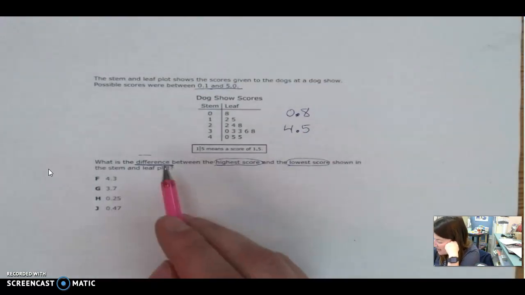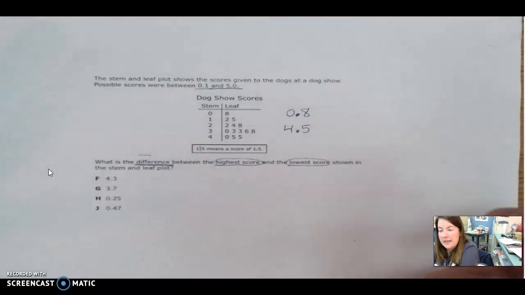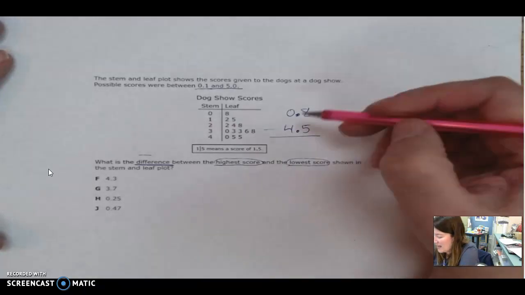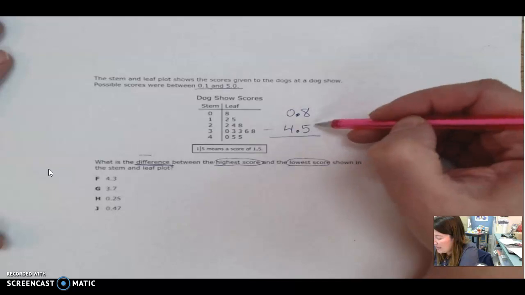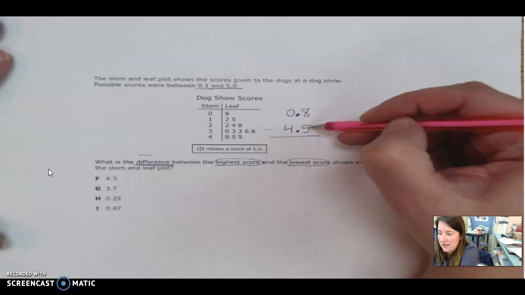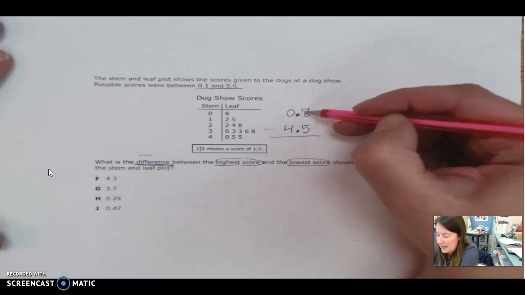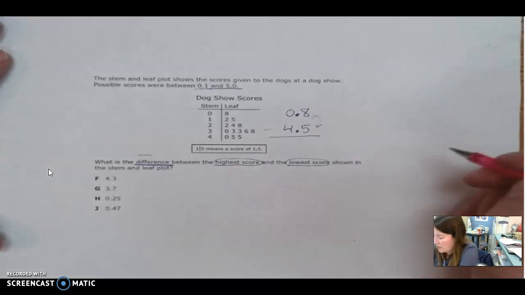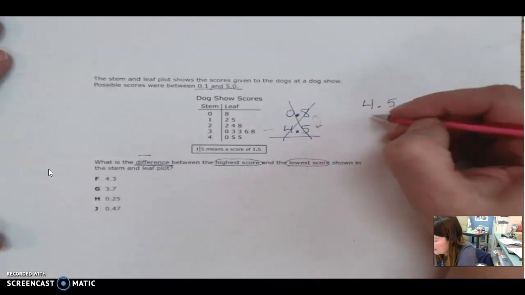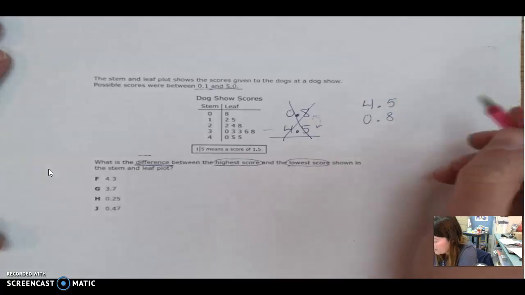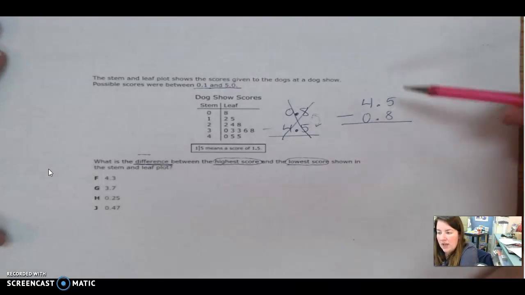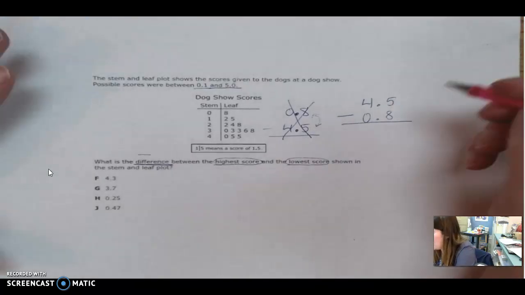Now, if it's asking me to find the difference between these two numbers, I need to subtract, right? Can I subtract it just like this? No, you can't, because the larger number needs to go on top, and you should know that 4 wholes and 5/10 is much larger than 0 wholes and 8/10. So we need to switch these around, right? Can't do it like this. So let's do 4 wholes and 5/10 minus 0 wholes and 8/10. And let's go ahead and subtract now.